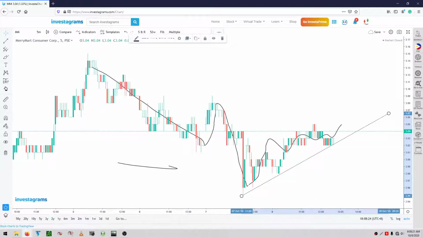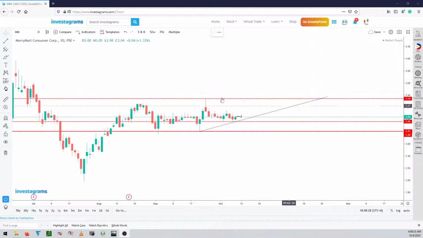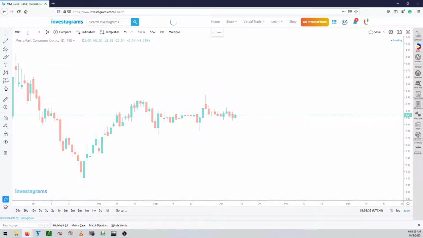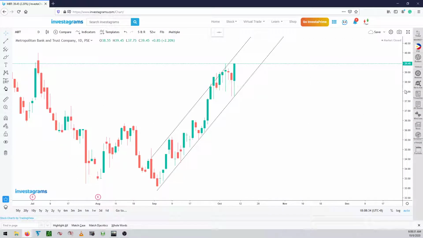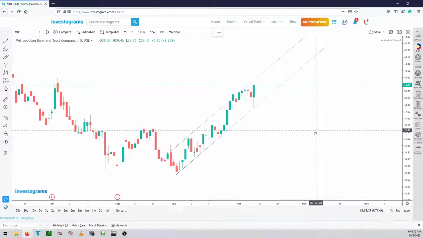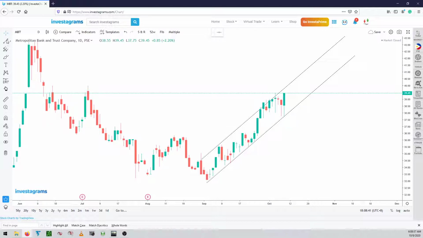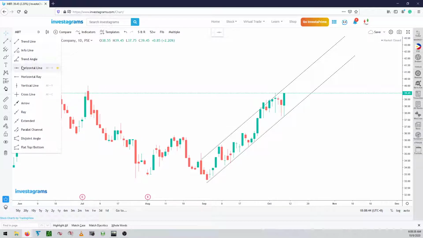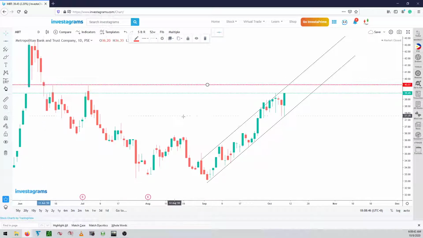And one of my favorite stocks right now, and I'm amazed with, is MBT. Metro Bank. Look at that, guys. Look at that. I mean, these guys are pretty good. Now, will they ever reach their target of 40? Possible.